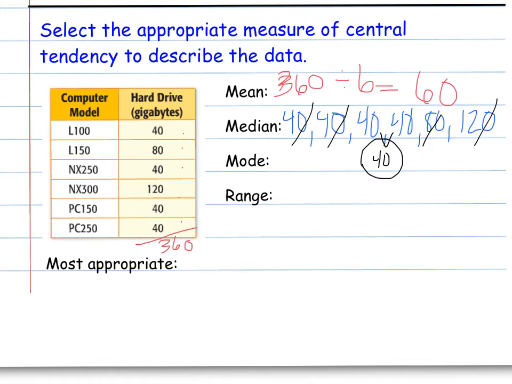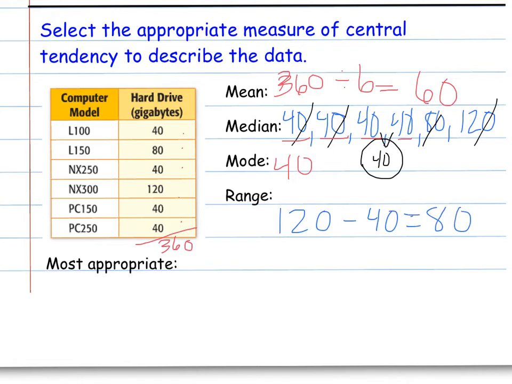My mode is going to be the number that shows up most often. We can see that 40 shows up 4 times, so my mode will be 40. My range will be my largest number minus my smallest number, for a range of 80.